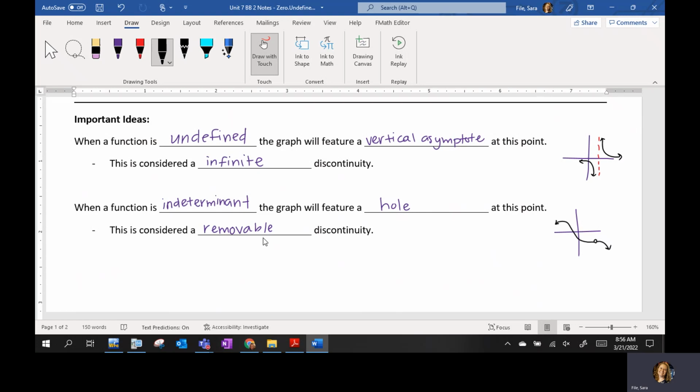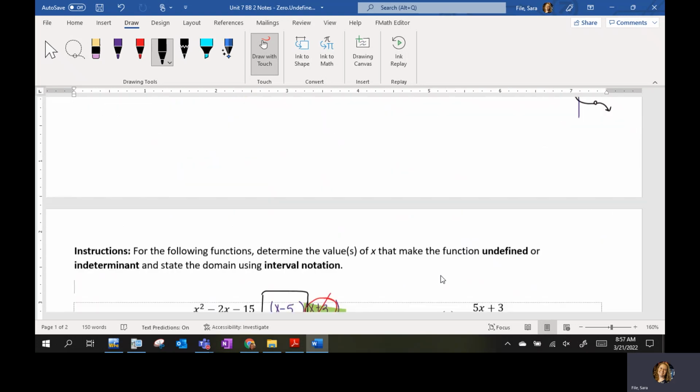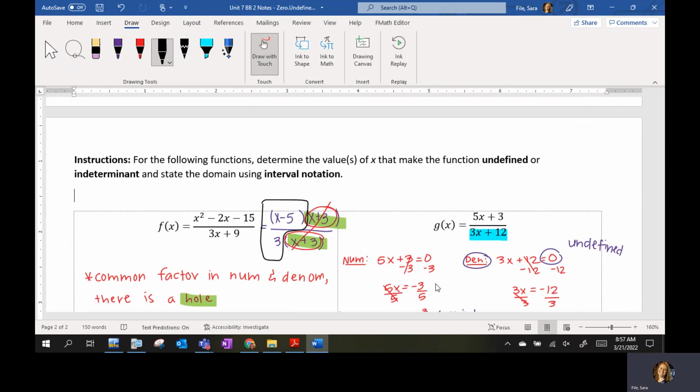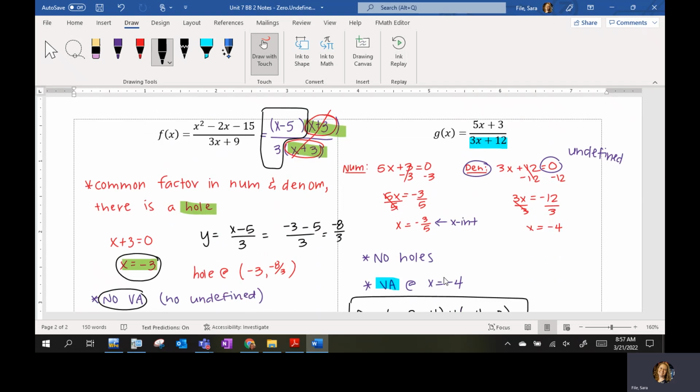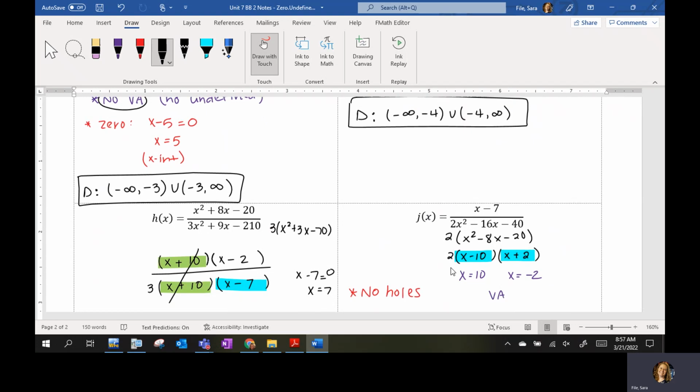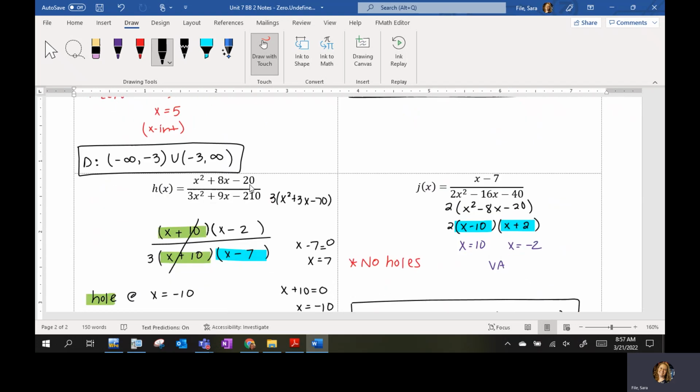We'll have an assignment to practice this. But you've got to know the vocab too. Besides knowing solving, setting numerators and denominators equal to 0, knowing factoring. So we might throw just some factoring practice mixed in there, because I know some people struggle with that. If you can't factor your numerator and denominator, you're not going to be able to answer some of the questions.